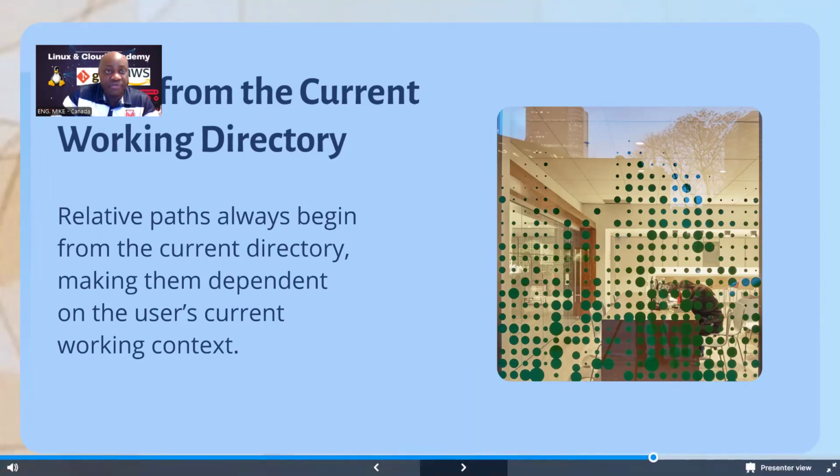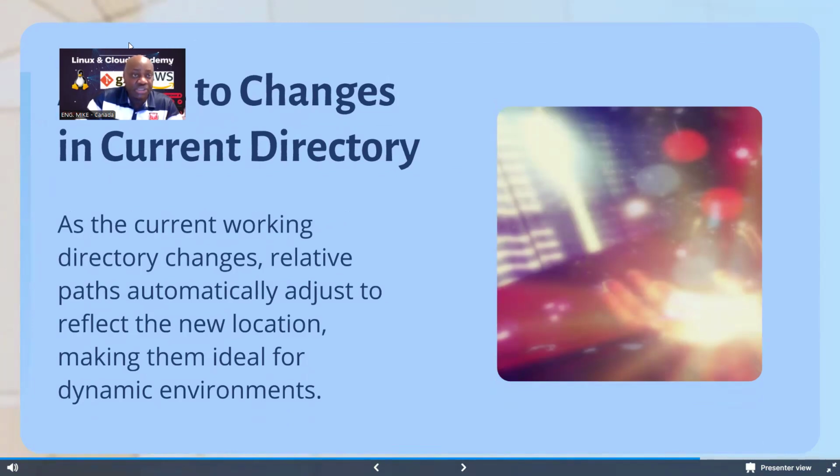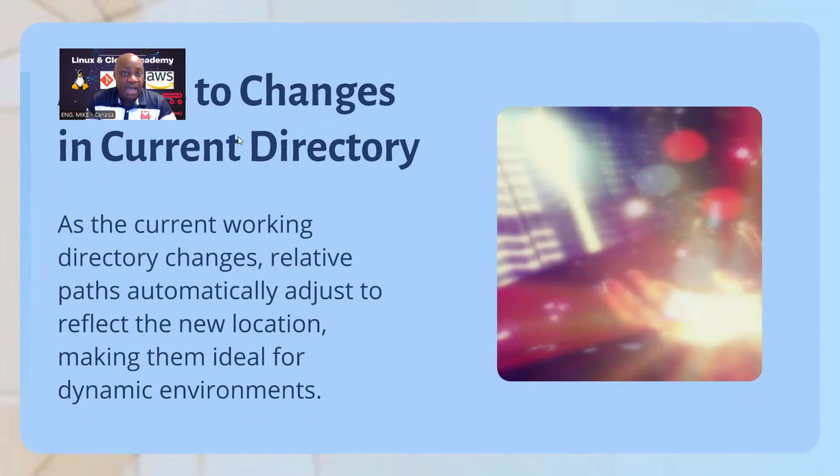So this is very simple, and it adapts to changes in the current directory. As the current working directory changes, relative paths automatically adjust to reflect the new location, making them ideal for dynamic environments.